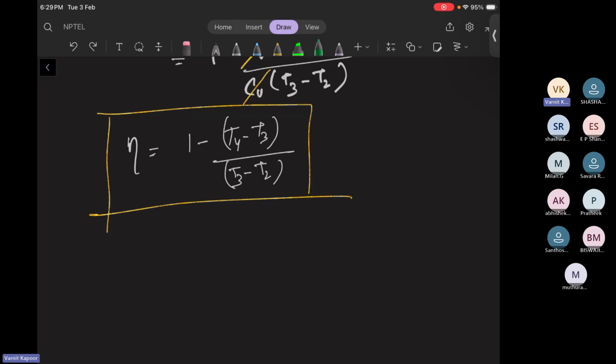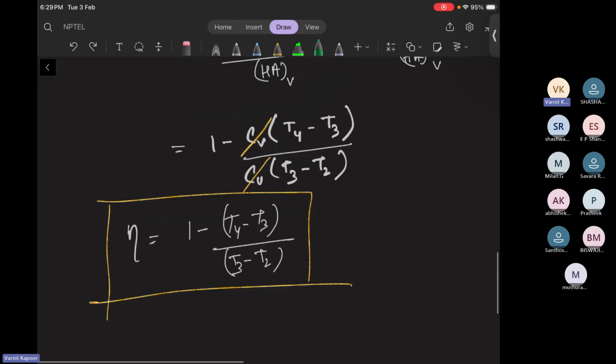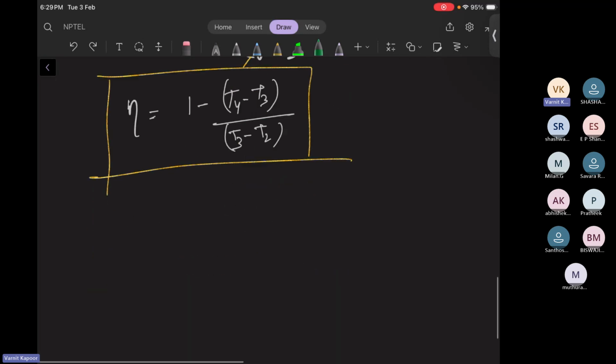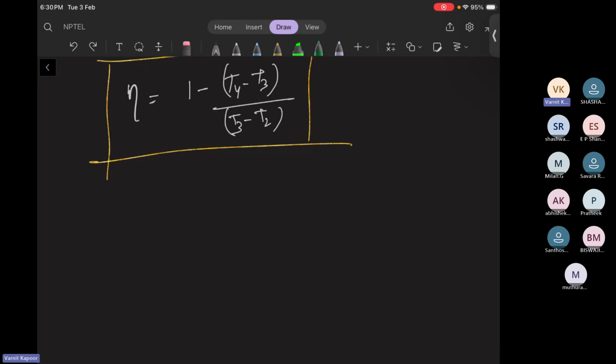So here we assumed that it is a perfect gas and Cv is constant. Suppose the examiner gives you a question like this. Let us say a question comes where Cv is given as a function of temperature, suppose 0.152 times T, and you need to find the efficiency.